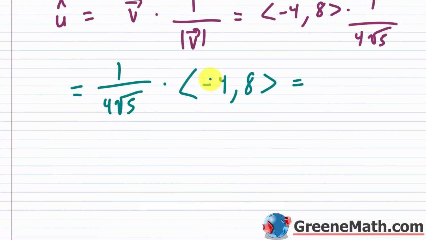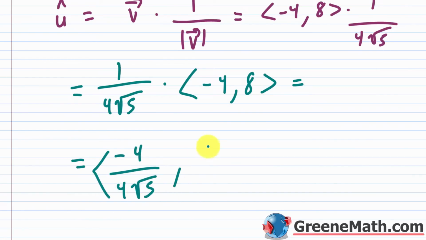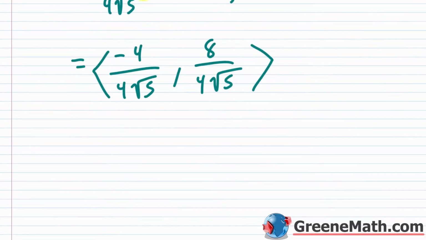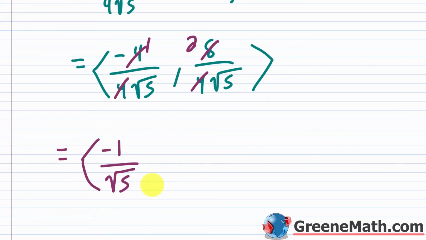So this is going to get multiplied by each. Essentially you're going to have -4 over 4 times the square root of 5. Let me put my bracket in there. And then you're going to have 8 over 4 times the square root of 5. Okay, now I'm going to do some canceling. So this would cancel with this, and this would cancel with this and give me a 2. Let me write a 1 up there. So let's say that this is -1 over the square root of 5. Let me put my bracket in there. And this is 2 over the square root of 5.